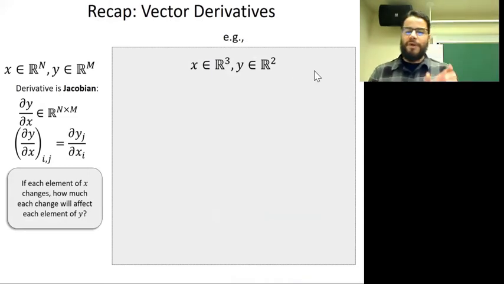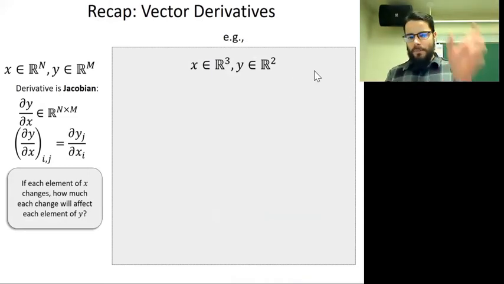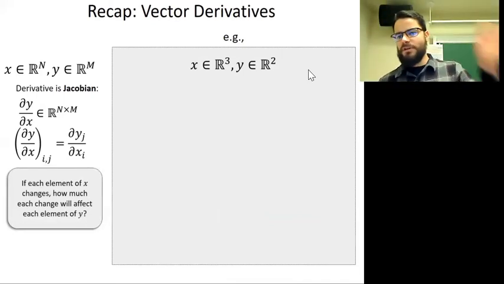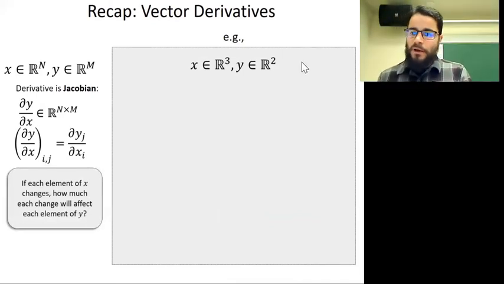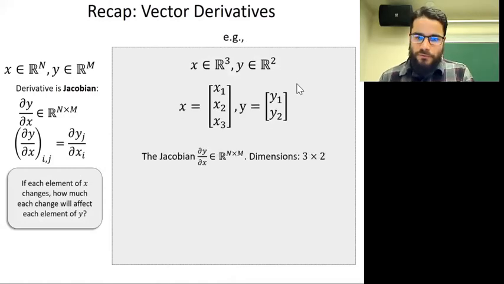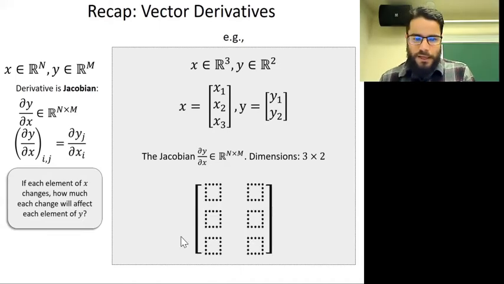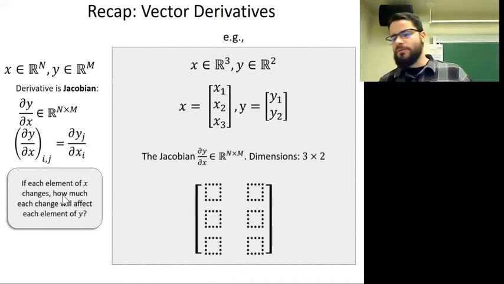Let's say that we have an x parameter, an x input with 3 dimensions, and a y output with 2 dimensions. What is the derivative of y with respect to x? First, we know that in terms of the number of dimensions, we have 3 times 2. So we have here 3 by 2 dimensions. So our matrix is going to have, regardless of the values, 3 rows and 2 columns.